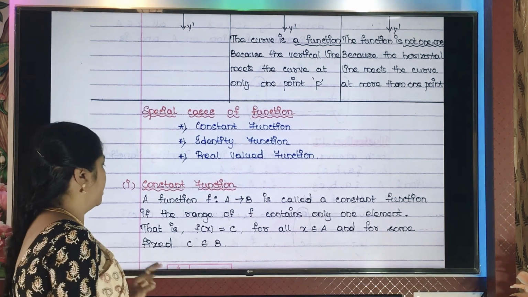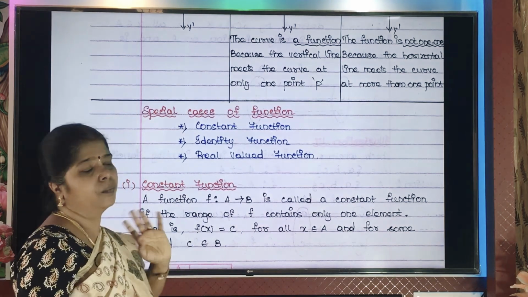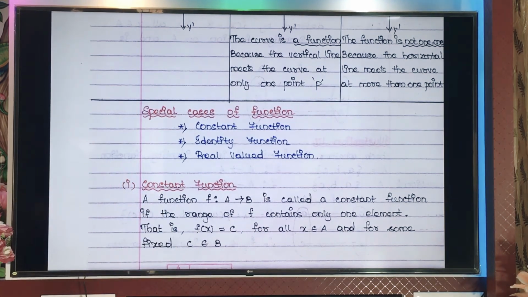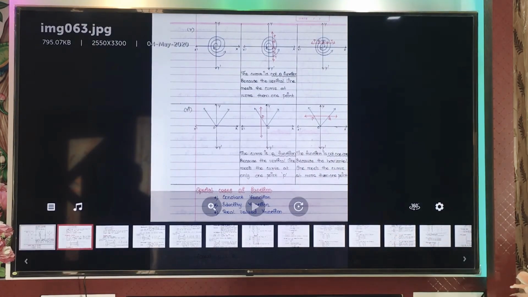Only one element should be the image for all the elements. Okay, let us see with a diagram. Let us try to understand this concept with a diagram.